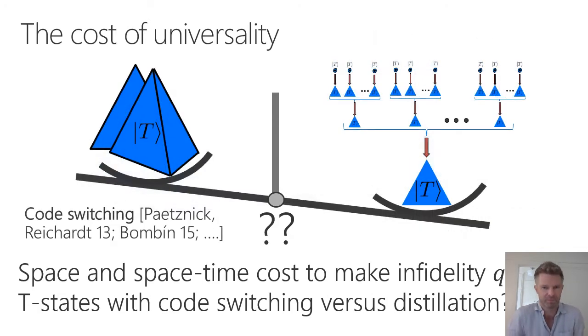And code switching, which is the other approach that we're going to compare with, was introduced by Paetznick and Reichardt in 2013, and then was generalized in a very specific setting, and then was generalized by Hector Bombín to the case of 3D color codes, which is really what we're going to focus on here.